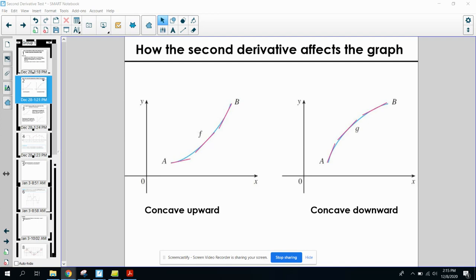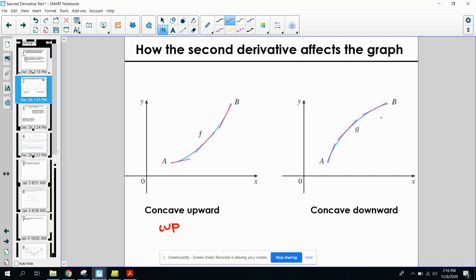On the left, we have graph f, and that is showing us a concave up function. Concave up is going to look like a cup, so I will write cup just so you remember that. Concave up looks like a cup. And basically, if I were to draw tangent lines to this curve, all of my tangent lines would be drawn below the curve. So if the tangent lines are drawn below the curve, it is concave up.